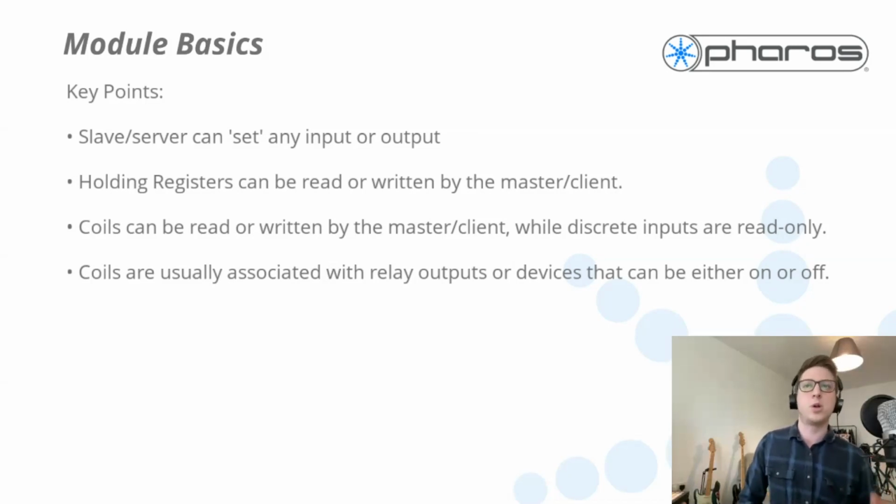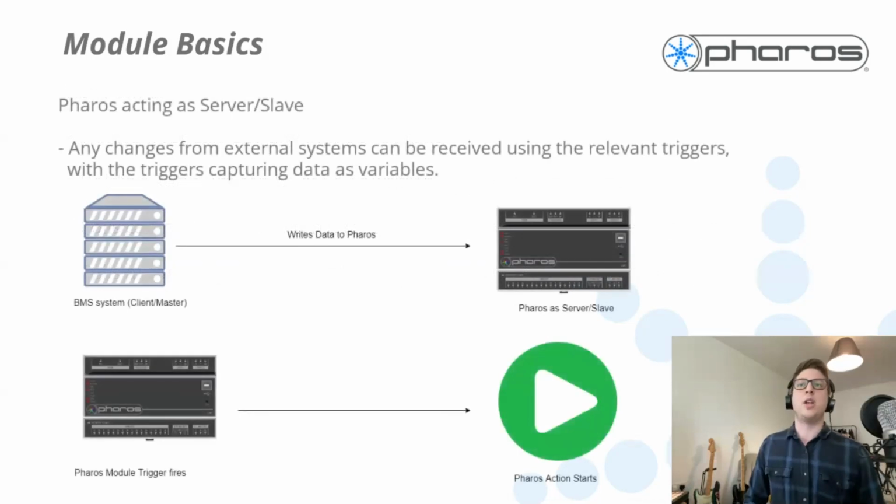But coils also can be read and written by the master client, whilst discrete inputs are read only. The master can only read those discrete inputs. Coils, though, those type of on, off, 0, 1, Boolean type values, they're generally associated with relay outputs or devices that can be either on or off because they only have two states. If you want to use something like a timeline selection, more often than not, you're going to be using a holding register just because it supports that range of values. So just a basic breakdown.